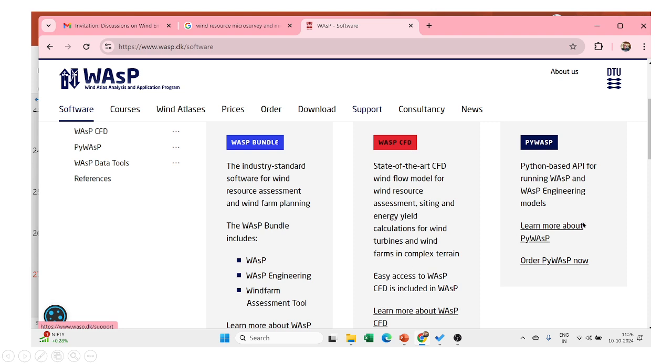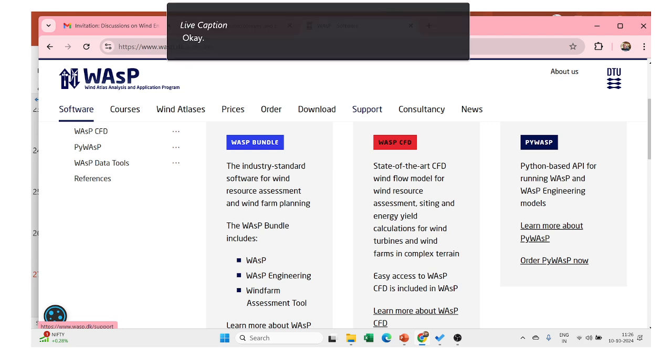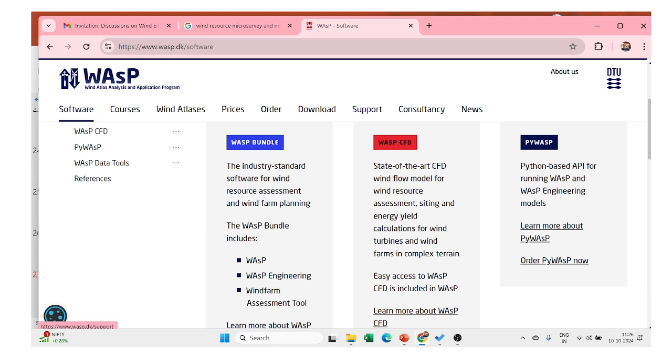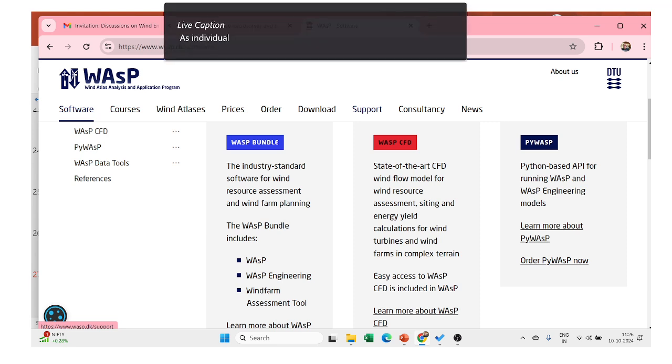Now the latest is a Python based application programming interface with the WASP engineering models. All these are developments, and most of it is taking place in Denmark. WASP training and certification is done only by Denmark, the WASP company. As an individual, can we study at Denmark, sir? But it will be too expensive, right? Yeah. You should be sponsored by your company, or you can go on your own.